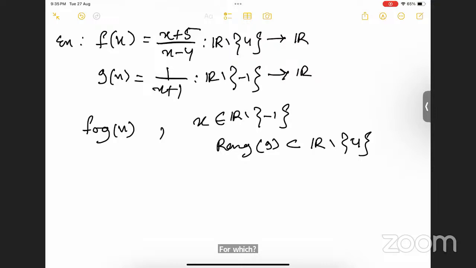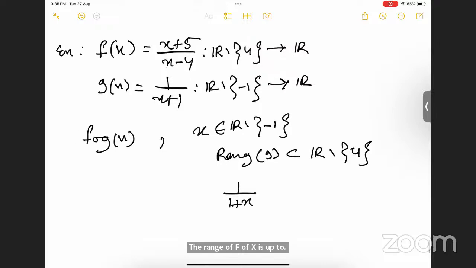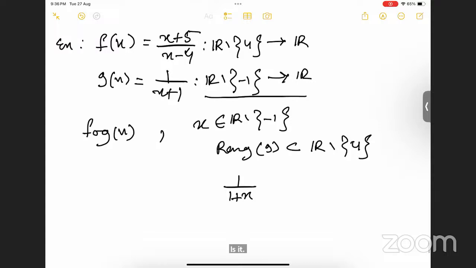Ma'am, the range of f of x is except 1, ma'am. g of x is except -1. Or f of x, the range. Okay? Is it fine now?